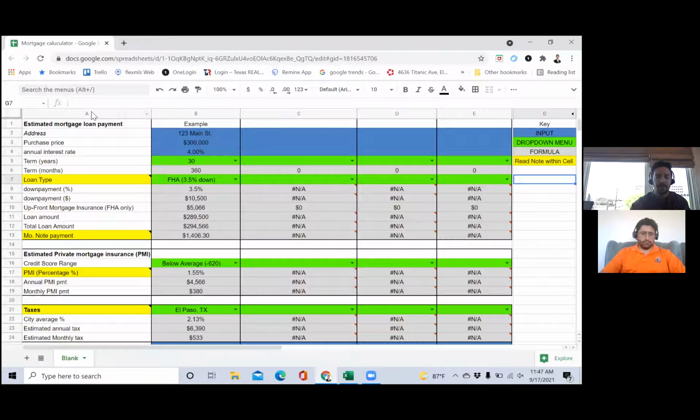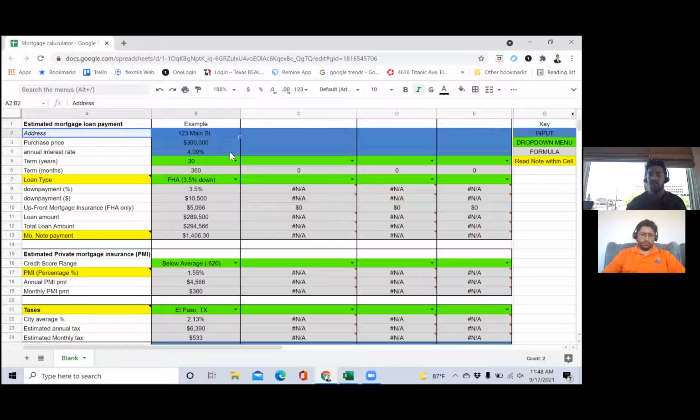This spreadsheet was created with multiple columns so that you can compare your scenarios, whether you want to go with an FHA loan or a conventional loan, or change down payments. That's why it was created. We can replicate it and include more scenarios, but we thought 4 was more than would be needed. For this sample that I created, I'm going to go ahead and input the address.